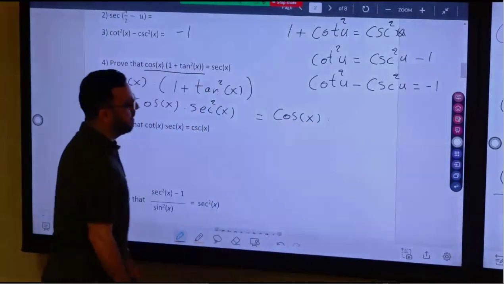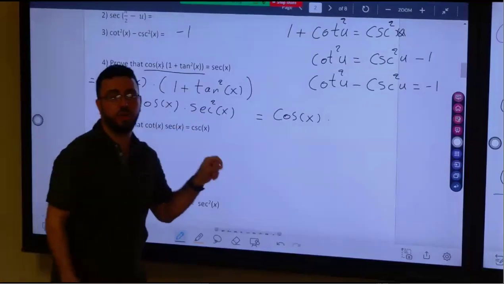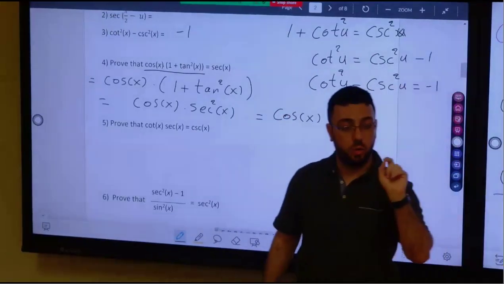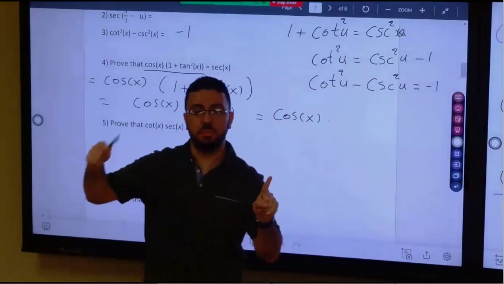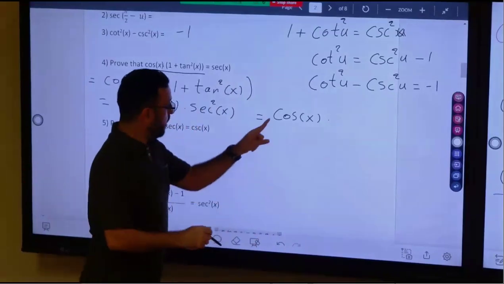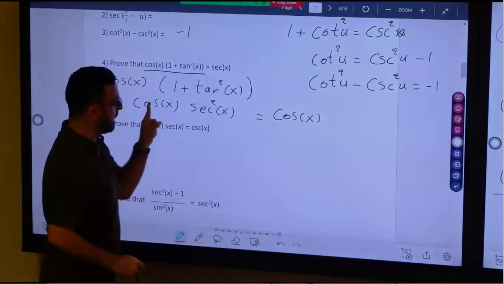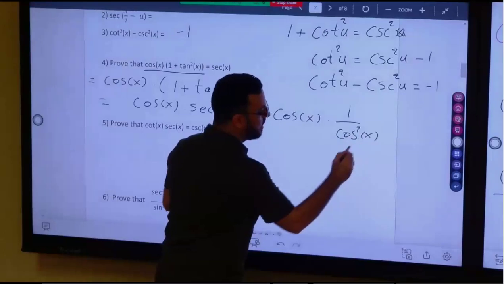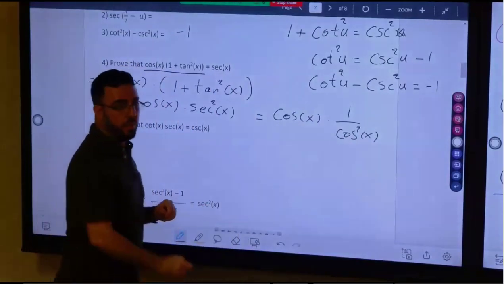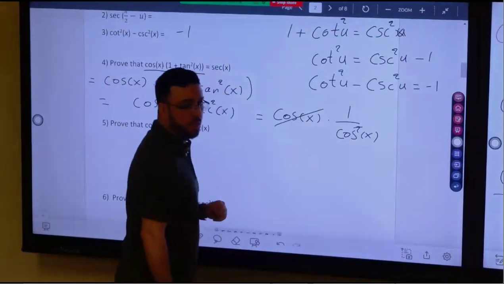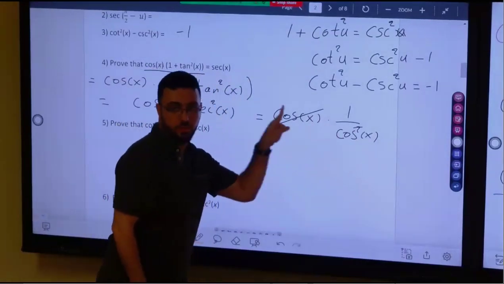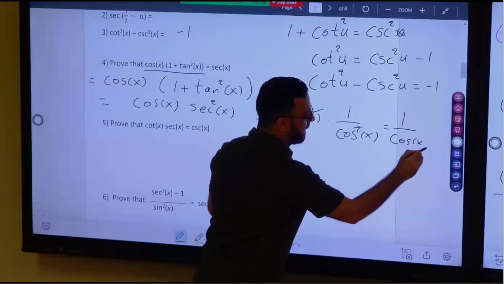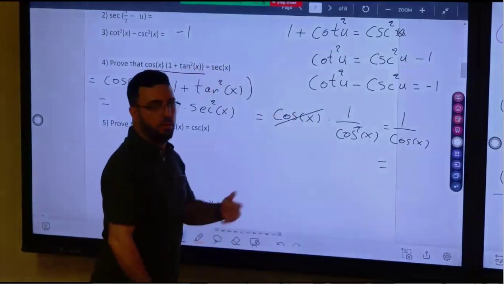Cosine x times secant. Secant goes with which function? Go back to the first page. Secant goes with the cosine. Secant is the reciprocal of cosine, so it's just 1. So secant square is 1 over cosine square x. Yes or no? Now, can I cancel this cosine with this cosine? Because I have 2 cosines here. I'm going to cancel one from here, one from here. What's left? 1 over cosine x. 1 over cosine x equals what? Secant.